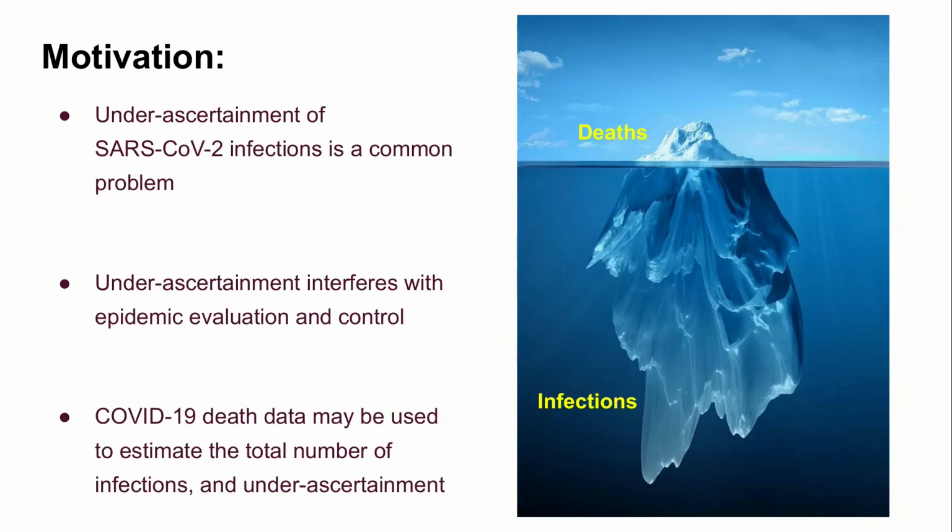The under-ascertainment of SARS-CoV-2 infections is a common problem because of the diverse clinical manifestations of the infection and the limits of testing and tracing capabilities. However, under-ascertainment interferes with epidemic evaluation and control, and therefore it is desirable to try to estimate this quantity. Because COVID-19 deaths are expected to be mostly identified, COVID-19 death data may be used to estimate the total number of infections and under-ascertainment if we assume a lawful relation between deaths and infections, despite fatal infections being only a small fraction of total infections.